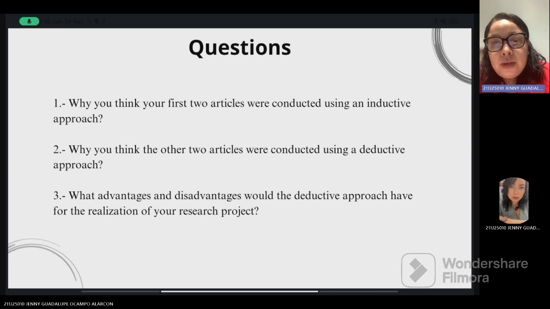We were asked to find two inductive approach articles and two deductive approach articles in order to answer a few questions. The first one: why do you think your first two articles were conducted using an inductive approach? Well, because in inductive reasoning, we use a qualitative approach to analyze the data, which means that the researcher collects the data first, and then either a new theory emerges, or they create a new theory, or they analyze an existing theory.